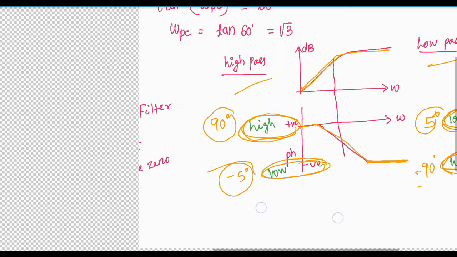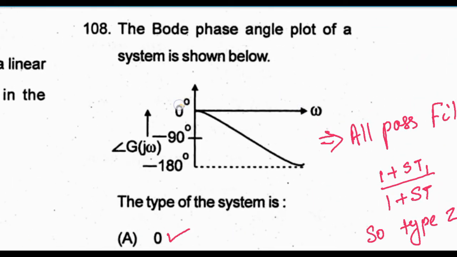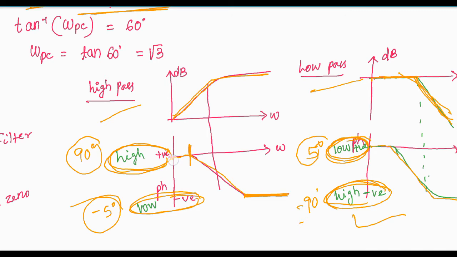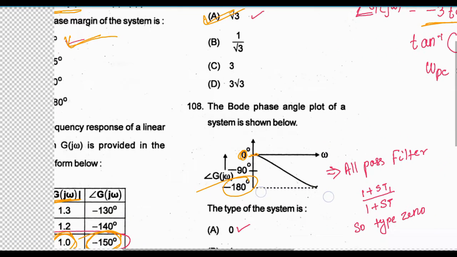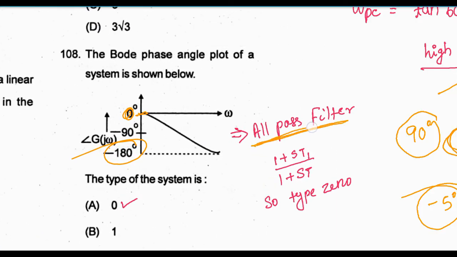So what is given here? It is given like this, from 0 to minus 180, and it is starting from 0. And in the other two cases, it is not starting from 0. That means the non-zero phase value is not starting here. So we have to remember this one. So this one is the all pass filter, and this is a type 0 system.